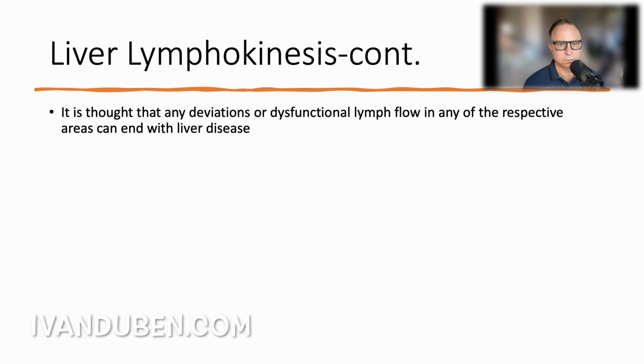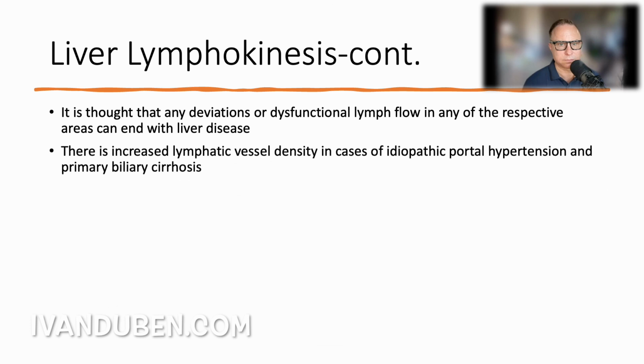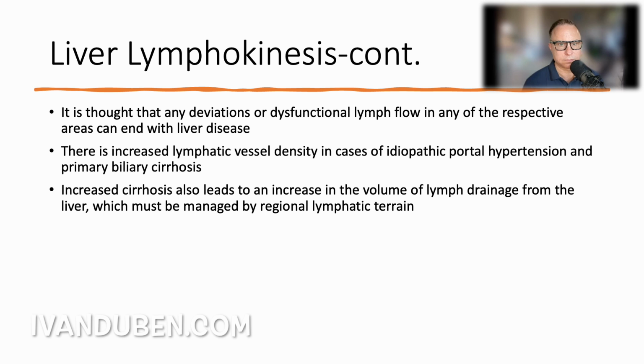It is thought that any deviations or dysfunctional lymph flow in any of the respective areas can end with liver disease. There is increased lymphatic vessel density in cases of idiopathic portal hypertension and primary biliary cirrhosis. Increased cirrhosis also leads to an increase in the volume of lymph drainage from the liver, which must be managed by regional lymphatic terrain. And that's when the body starts to store it as it is being overwhelmed.